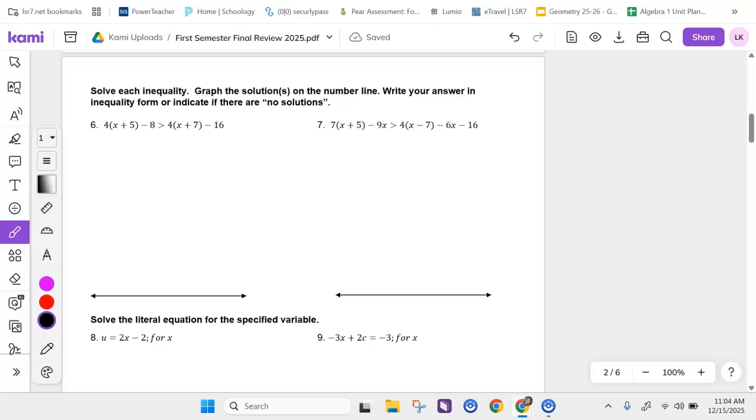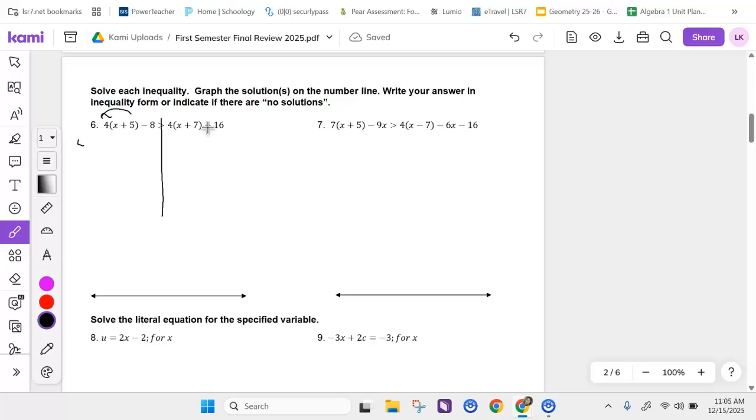Now we're solving inequalities and graphing our answers. So here we go. Remember, to solve inequalities, we do exactly the same thing as we do for solving equations. So 4 times the quantity x plus 5 minus 8 is greater than 4 times the quantity x plus 7 minus 16. So first thing I'm going to do is I'm just distributing.